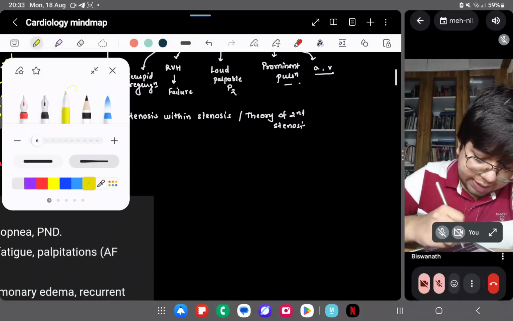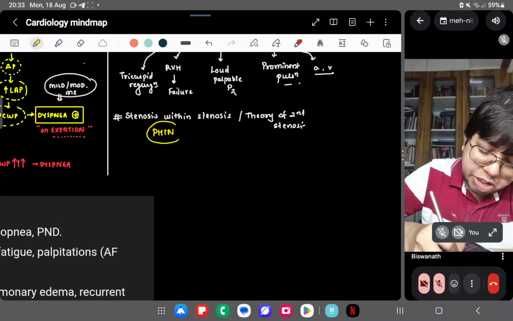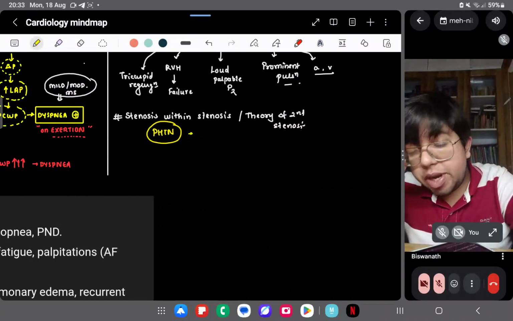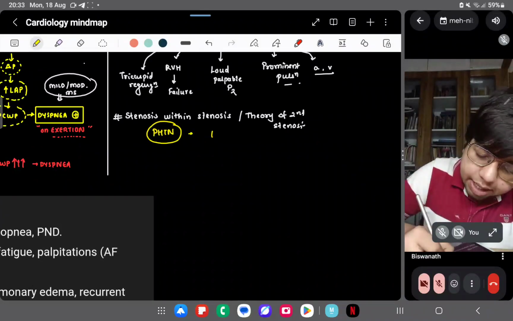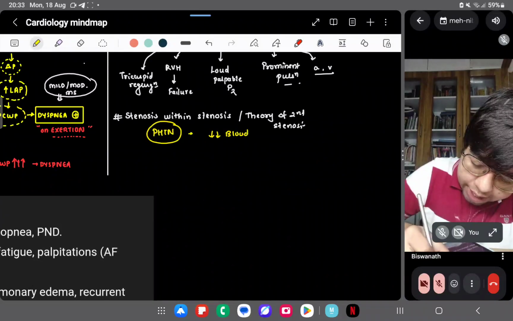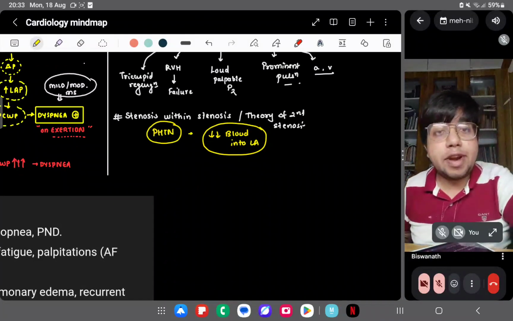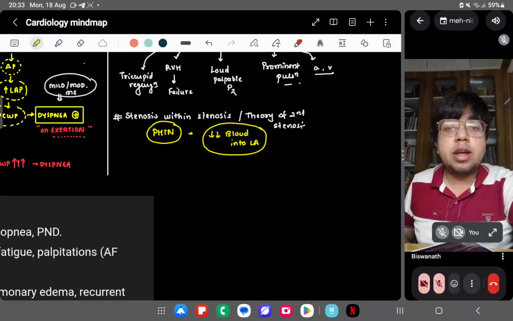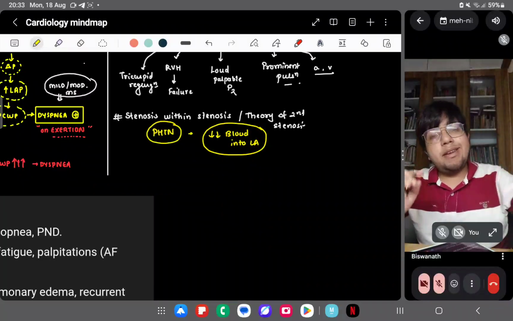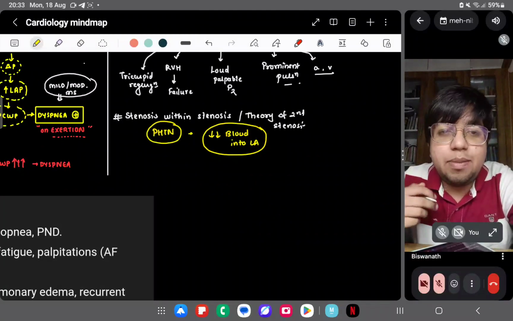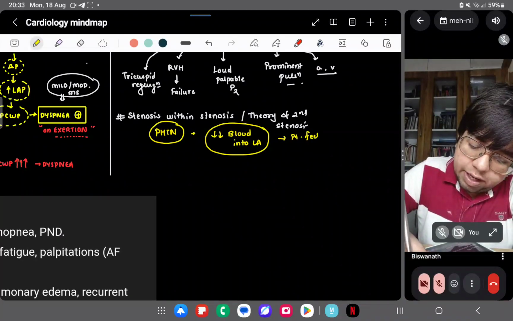What this is telling us is that whenever you have pulmonary hypertension, there will be vasoconstriction, and a decreased amount of blood entering the LA. The blood flow into the left atrium has decreased, and as there is decreased blood entering the LA, the patient feels better.